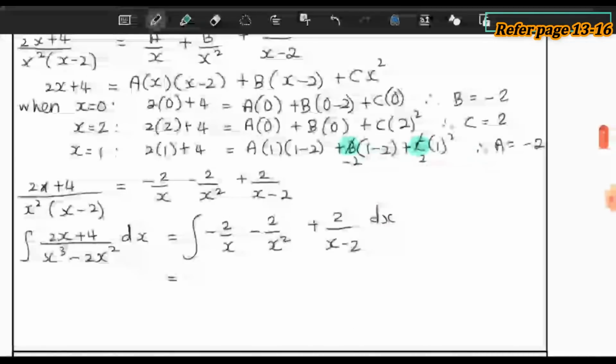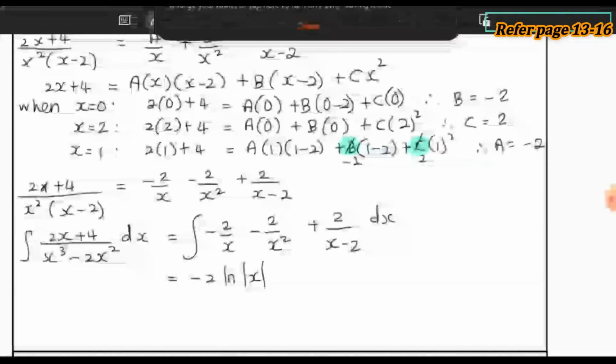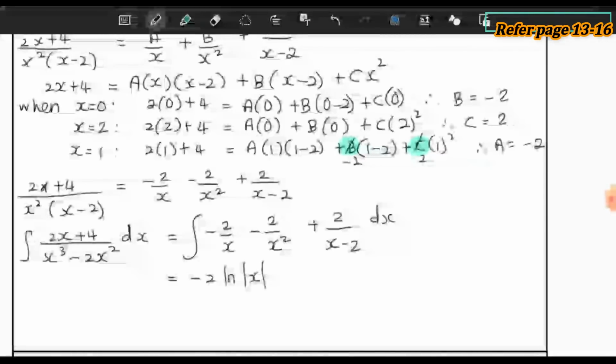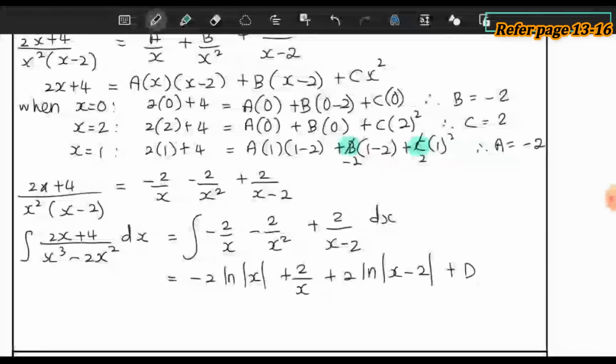Then we have negative 2 ln x. Next, plus 2 over x, plus 2 ln of x minus 2, plus d. Now, we are using d because we have used c from the previous part.